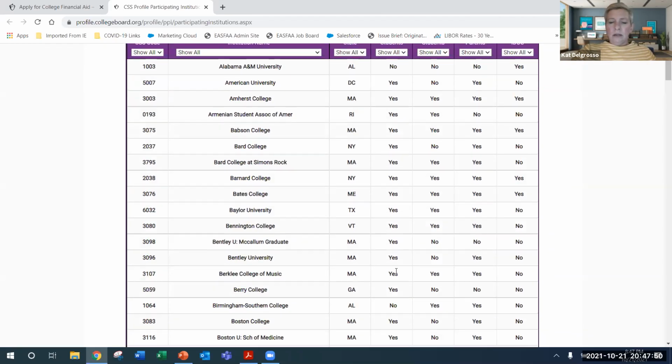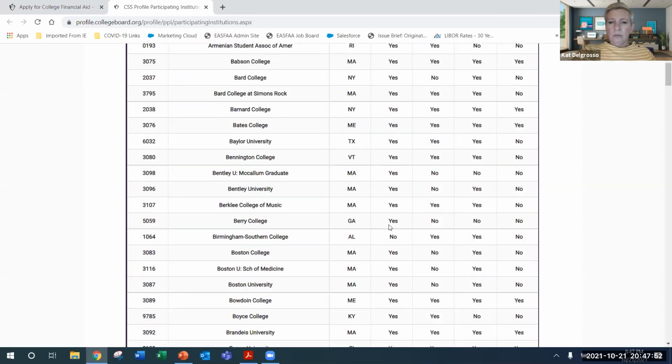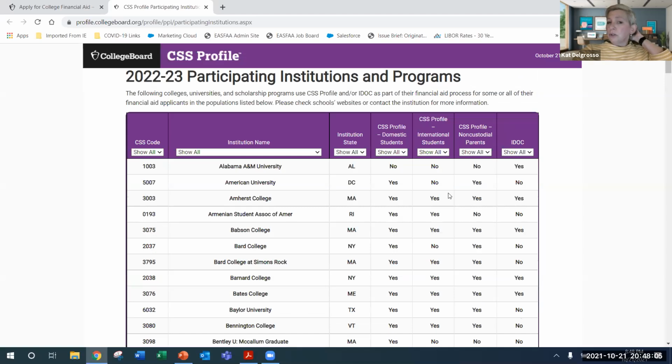Let's look at Berry College in Georgia. They only need it for the student and the custodial parent household, but they do not need it over here for the non-custodial household. So, you can just look down the line here and see which of the forms are required.